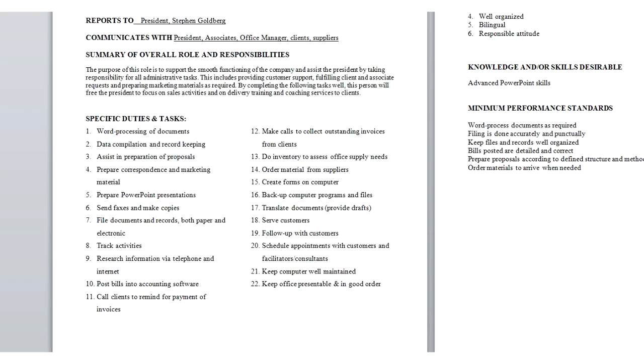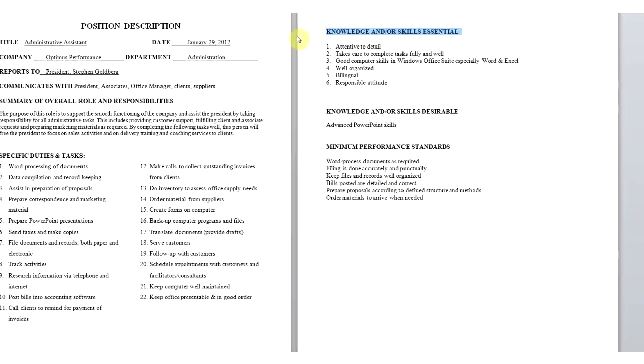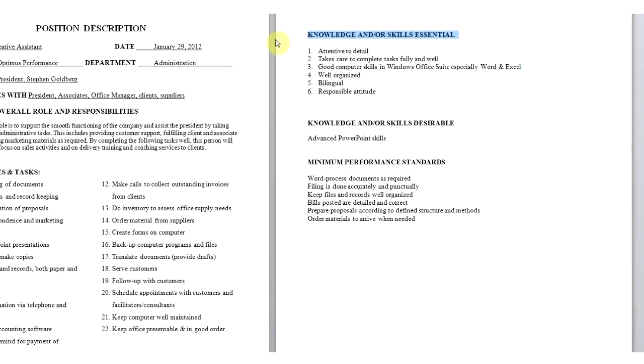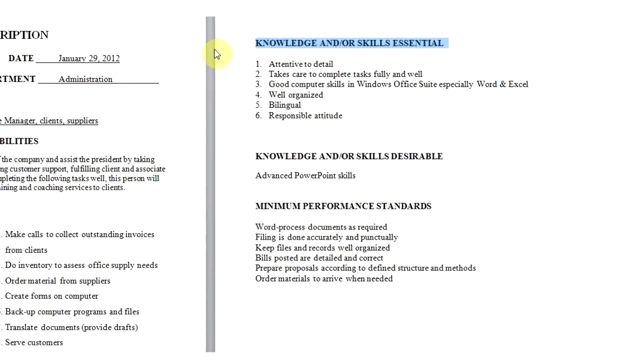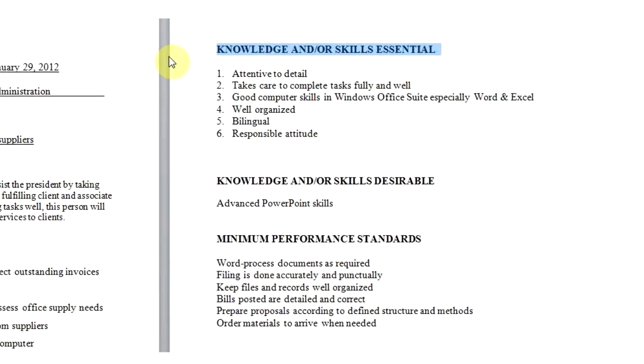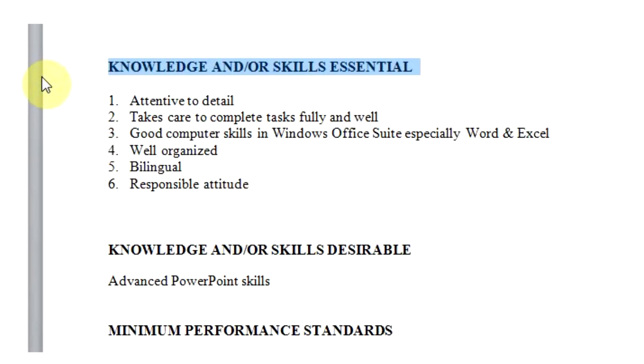So the next section is knowledge and skills that are essential for this role. In other words, the person must come already able to perform the role with these essential knowledge and skills. So they must be attentive to detail. Administrative tasks require that. So they need to have patience. You could write that as well. I didn't put that there. Takes care to complete tasks fully and well. Good computer skills in Windows Office Suite, especially Word and Excel.